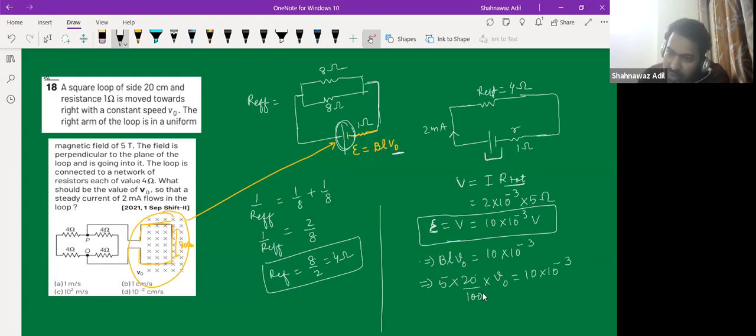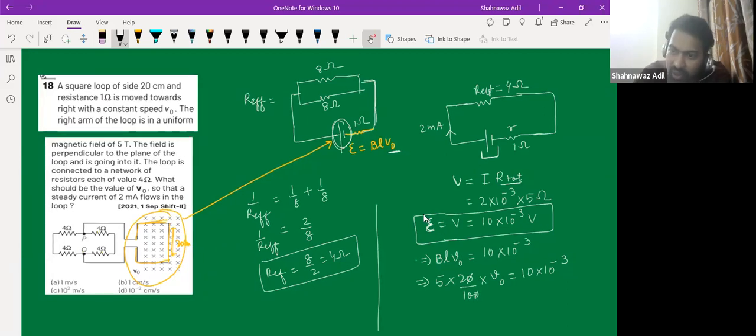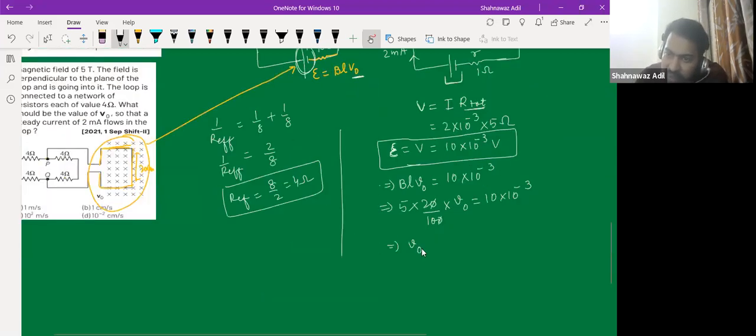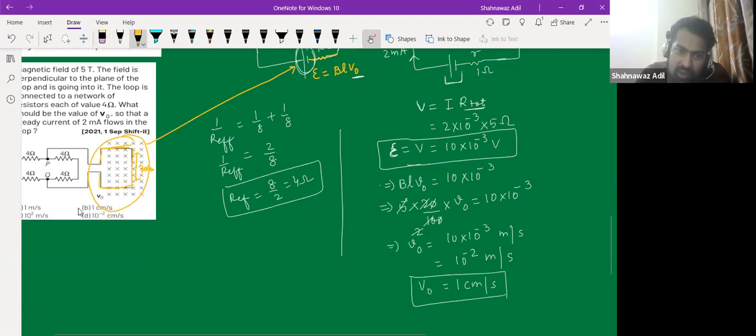So 10 and 10 will cancel. And V naught would be how much? V naught would be 10 into 10 to the power minus 3, and we can write this as 2, and this cancels. So 10 into 10 to the power minus 3 meter per second, right? Which is how much? 10 to the power minus 2 meter per second, or which is 1 centimeter per second. This would be the answer, right? So this is the answer.